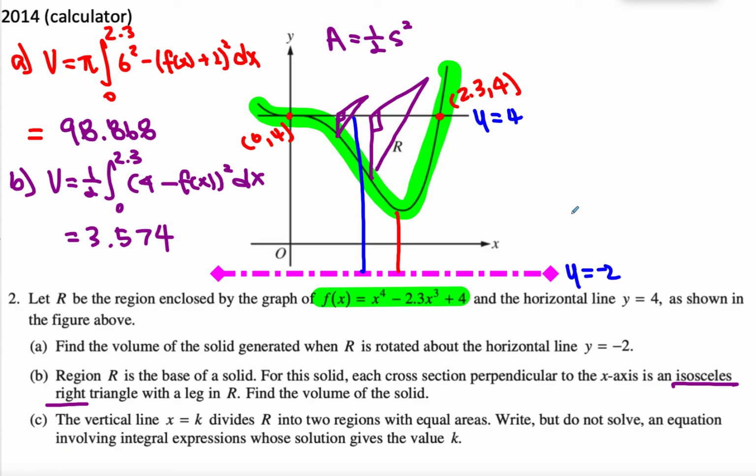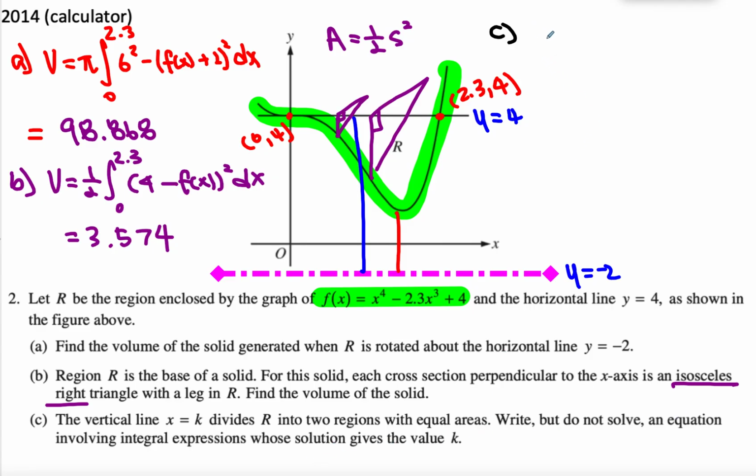Let's look at part C here. I'm going to use a different color. The vertical line x equals k. So I don't know where it is, but imagine it somewhere here. It divides R, this region, into two regions with equal area. So that means 0 through k has to be equal to k through 2.3. Once again, do not solve the equation involving this expression.